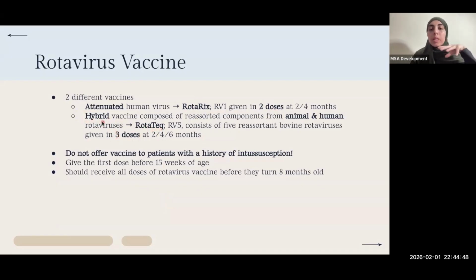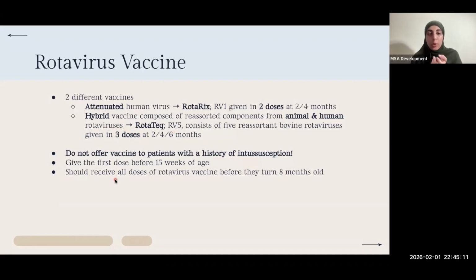What we mean by hybrid is that the vaccine has components from animal rotavirus as well as human rotavirus. The attenuated one, which is the first one, is only human. The hybrid means you have a mix of two things. So the hybrid vaccine has animal and human. Attenuated is called Rotarix, while hybrid is called Rotatec.